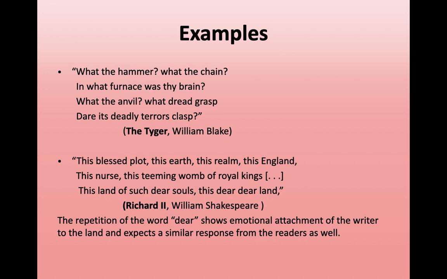From Richard II of William Shakespeare. This is a passage that also explains the term purple patch. John of Gaunt is describing England. This blessed plot, this earth, this realm, this England, this nurse, this teeming womb of royal kings, this land of such dear souls, this dear, dear land. The repetition of the word dear, this, that is also repeated. See, this shows emotional attachment of the writer to the land.